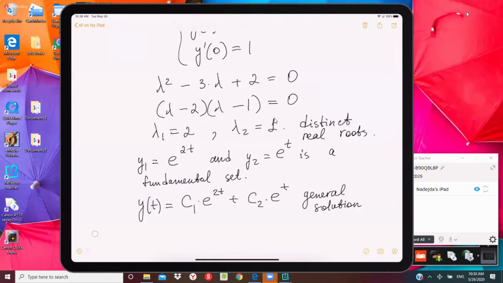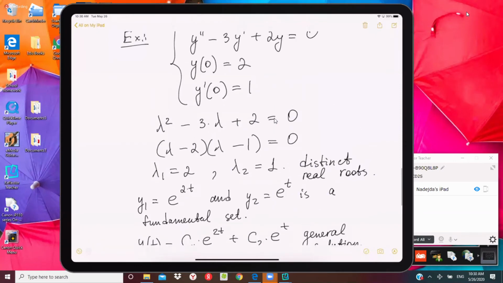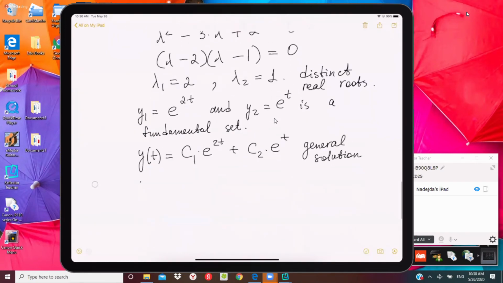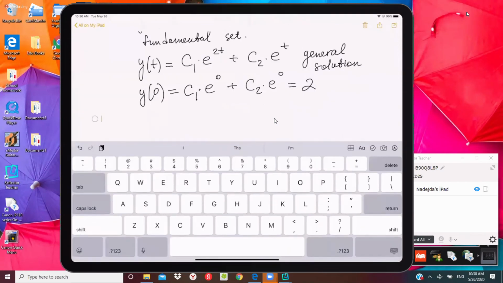Yes. Okay, excellent. And now let's take a look at those two initial conditions. Y of 0 equals 2. Let's start with this one. Y of 0 equals 2. So y of 0 equals, well, this is e to the 0 here, e to the 0, and it's supposed to be equal to 2.